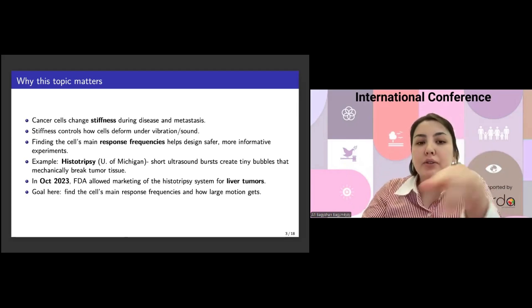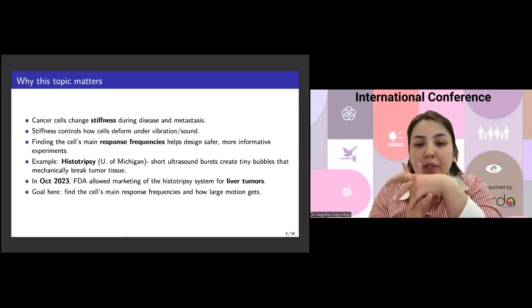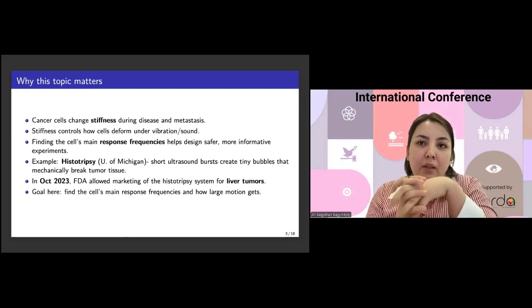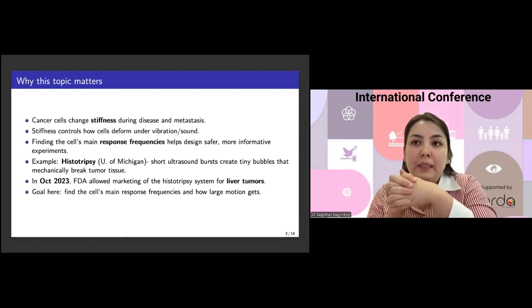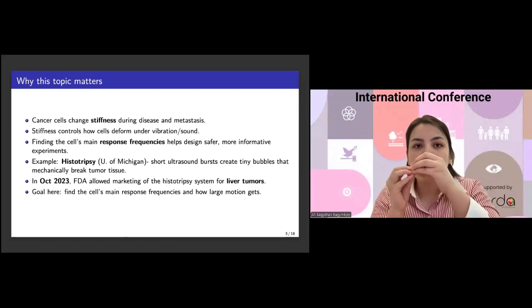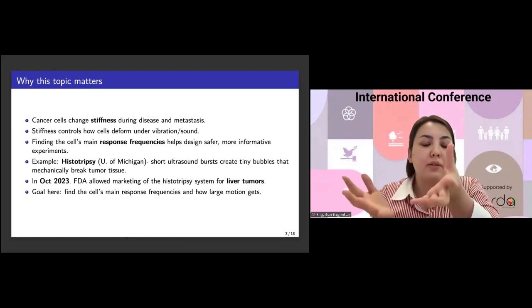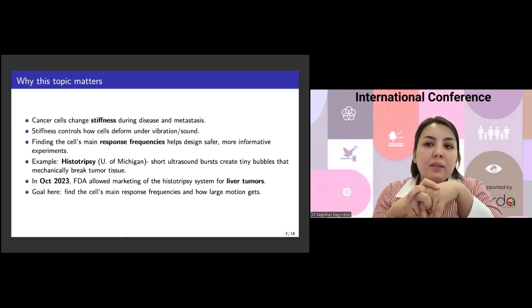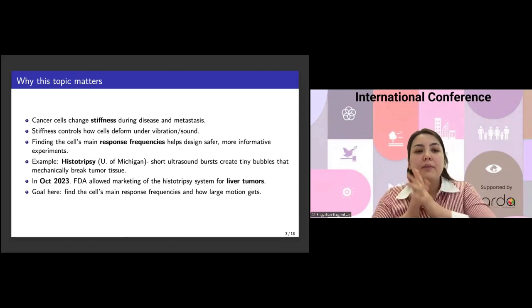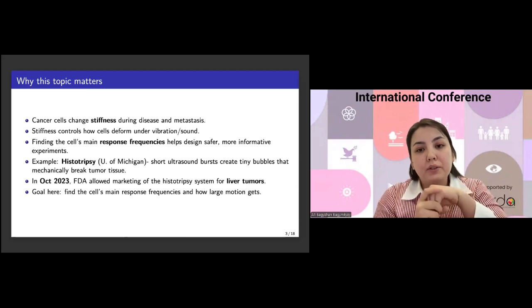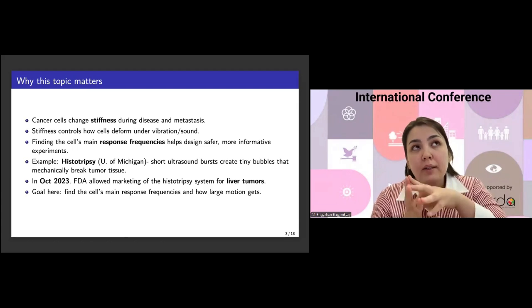As an example, histotripsy, which the University of Michigan first studied, uses short ultrasound bursts to create very tiny bubbles that can mechanically damage and break tumor tissue. And in October 2023, the Food and Drug Administration even allowed marketing of this histotripsy system for liver tumors because there were very good cases.